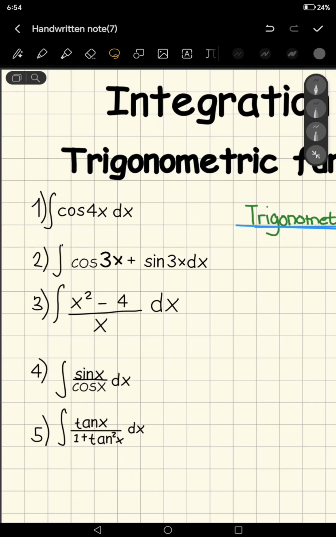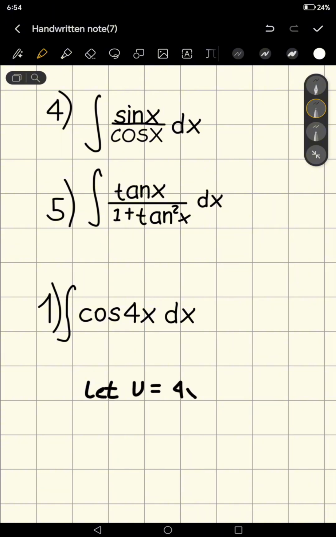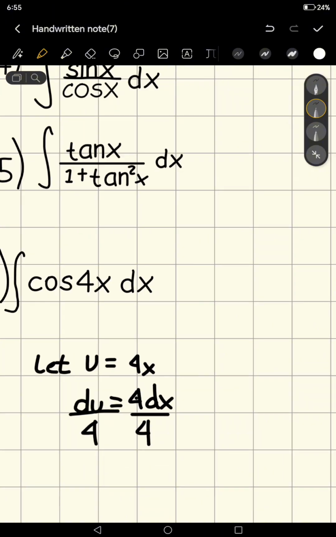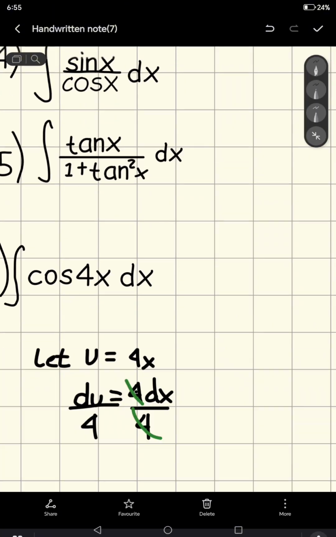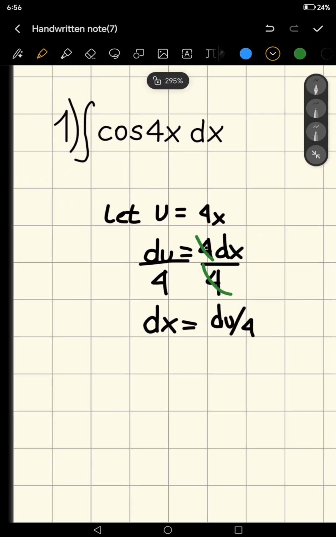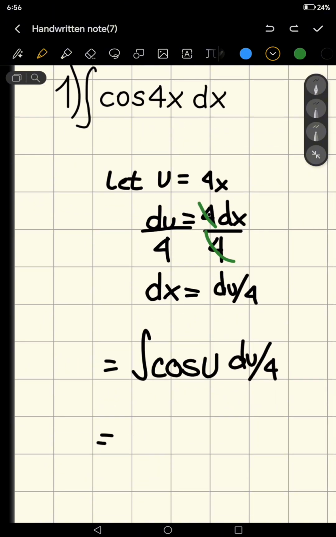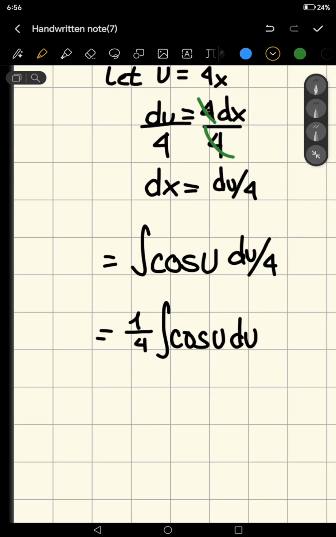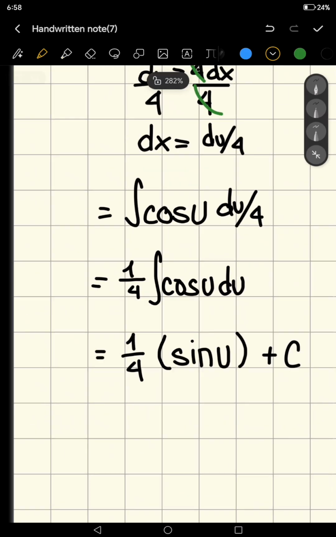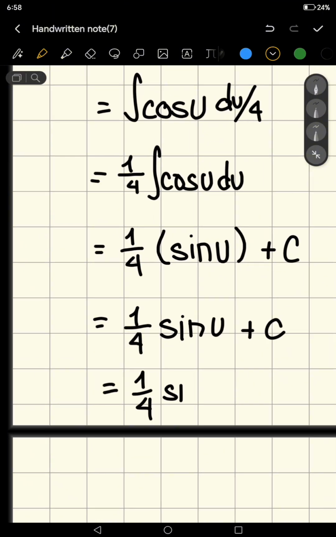Copy lang muna natin guys, by the way, u substitution lang naman to. Okay, so let u is equal to 4x, and the derivative of u is du, and du is equal to 4dx, and dx is equal to du over 4. So this will become the integral of cosine u times du over 4. Okay, so constant rule lang to guys, factor out the constant 1/4 times the integral of cosine u times du. The integral of cosine is sine, so this will become 1/4 times sine u plus the constant c, and this is the final answer, 1/4 of sine 4x plus c.